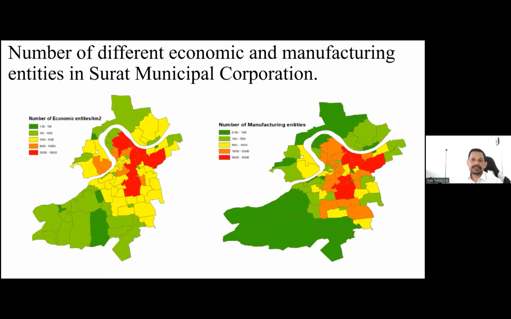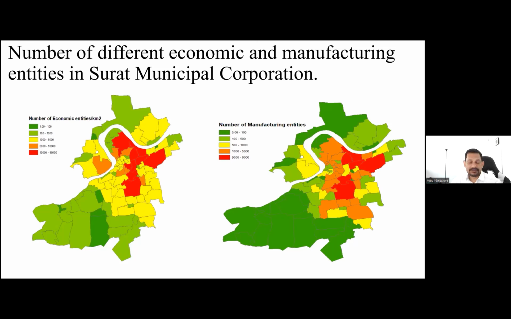This is Surat city of India, where we did our first clean action plan. We developed a clean action plan for that city. These are the ward boundaries. We were able to find the number of economic entities of any type, whether an eatery, small manufacturing, large manufacturing, or any kind of commercial activity. So we were able to map at this level.